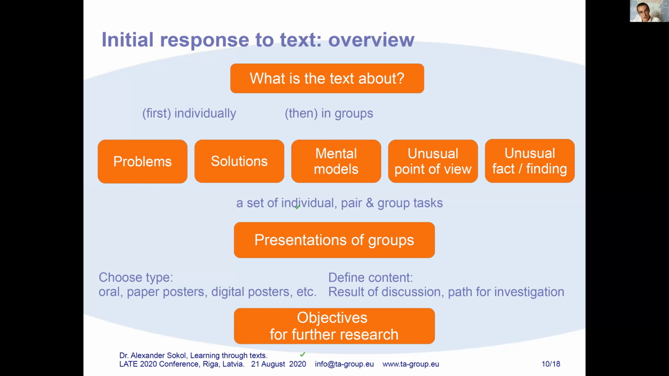Depending on what they notice, we should give them an opportunity to work with this. And then they're divided into groups, and there can be several, maybe 2, maybe 3, maybe even 5 groups in class. And each group is given a set of tasks to basically investigate maybe problems, maybe mental models, maybe an unusual point of view. And I'm going to show you how these tasks might look. Then groups make presentations, and they can decide what kind of presentation they make. It can be oral or digital or paper-based. It doesn't really matter. And the most interesting thing, they actually define further objectives. They decide what they might be interested to do further on.